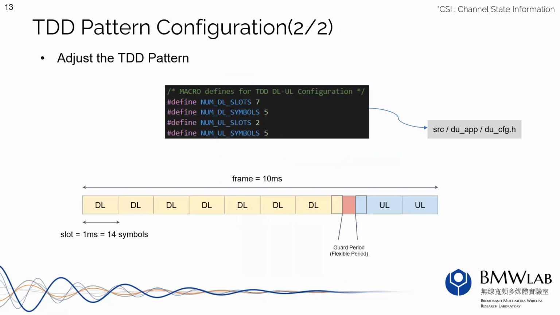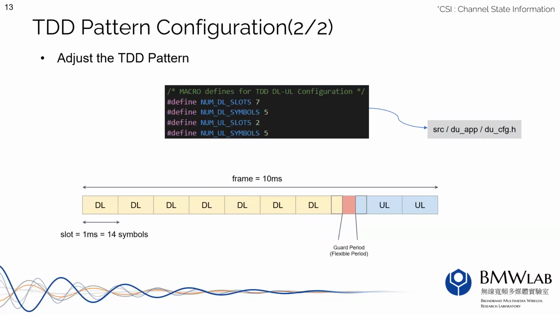Okay, and here I will show you how to configure the TDD pattern. As in this frame below, you can see each frame has 10 slots, and each slot has 14 symbols. Then let's follow this configuration to fill the TDD pattern. We can see there are 7 downlink slots in this macro define, so we need to fill the downlink slots from the beginning.